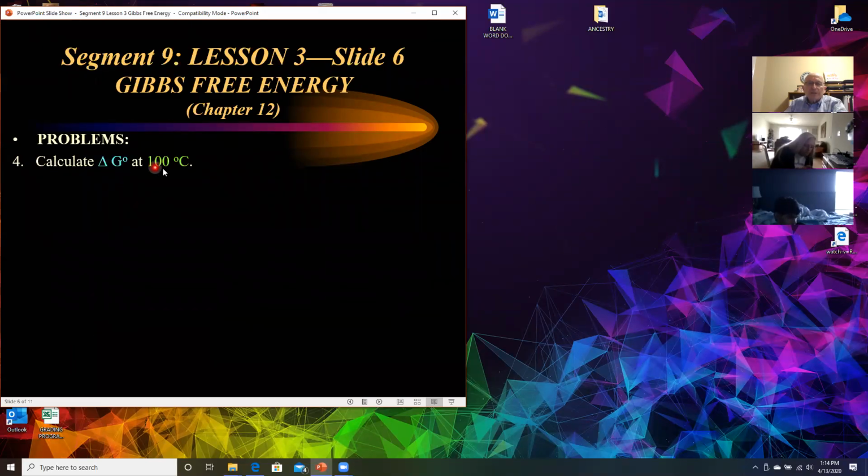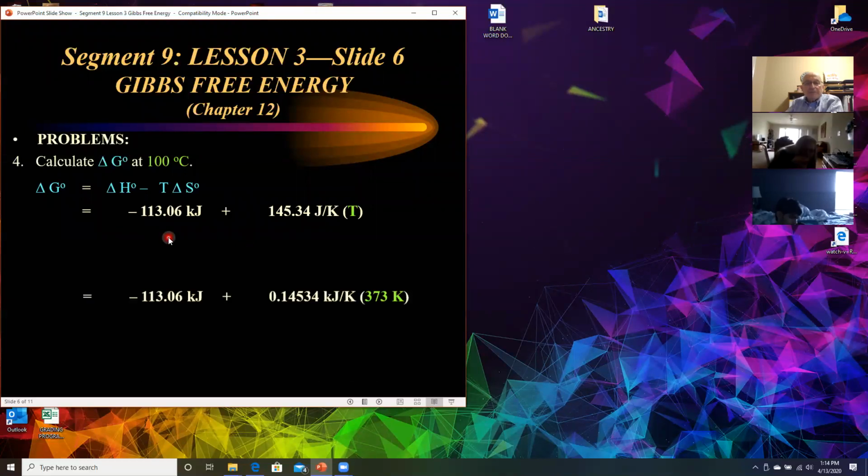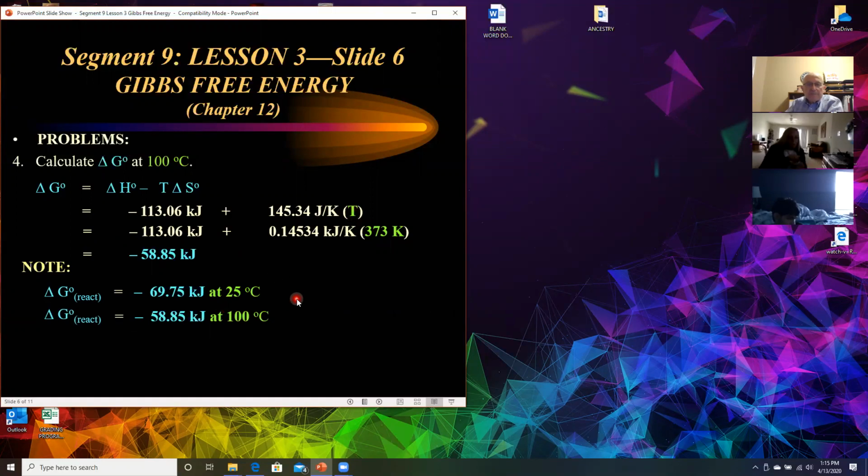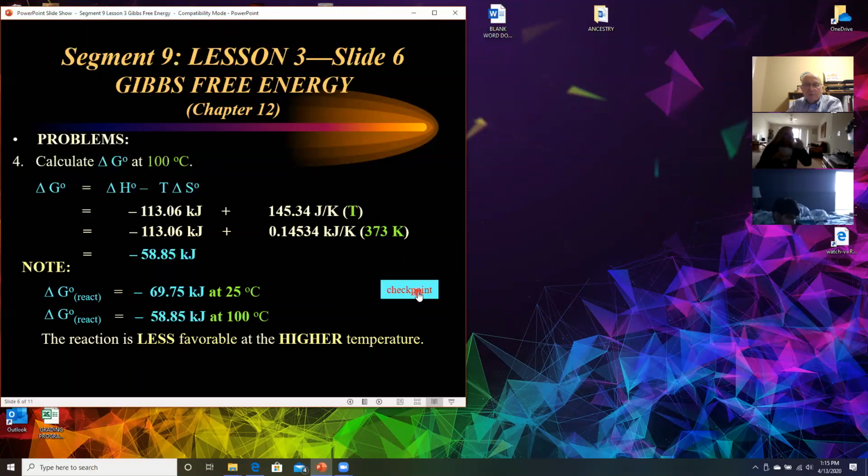So calculate delta G at 100 degrees C. Okay, we can use delta H and T delta S to do that. All we got to do is plug in the temperature to the equation. And the temperature, remember, has to be in Kelvin. So 100 degrees is 373 Kelvin. And so we get minus 58.85. And notice it is less negative than it was at 25 degrees. Okay. So it's less favorable at the higher temperature, which is what we expected.